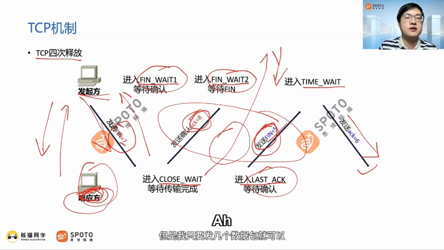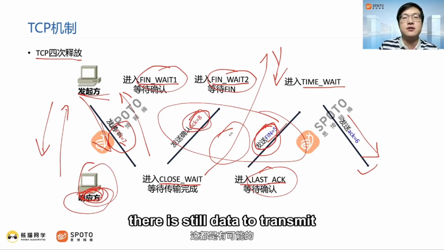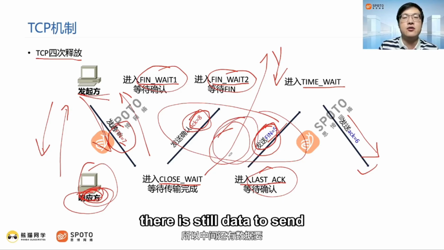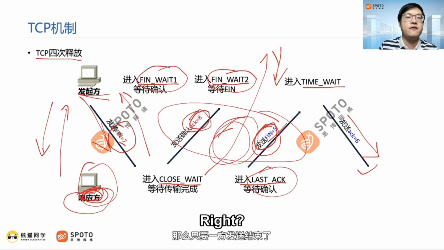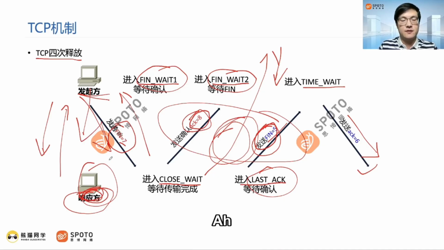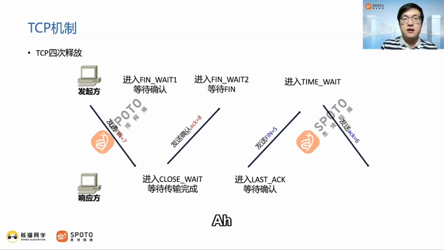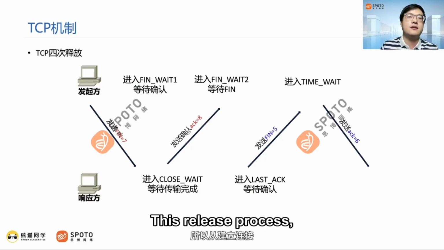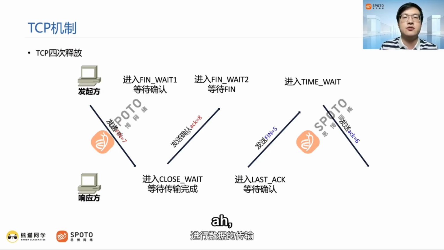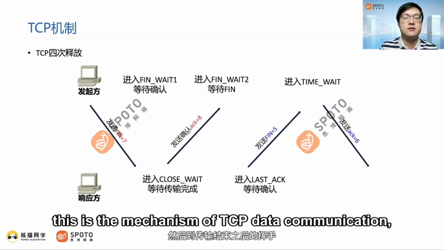So in between, there is still data to send. And these two steps, if merged, then once one side closes, the other side would be waiting, right? That won't work. That won't work. This is TCP's mechanism. So from established connection, after the three-way handshake, performing data transmission, and then the four-way wave for this release process. This is a basic mechanism.